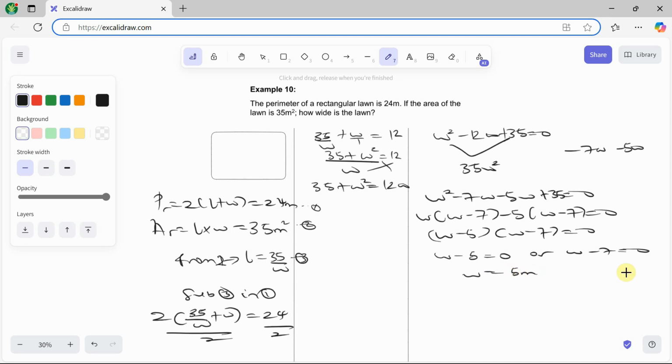So our W here is 5 meters, or W here is 7 meters, but we know that we're told to find the width. The width is always a smaller distance, right? We've established that. So therefore our W, or the width, is equal to 5 meters, since it is the smaller of the two.